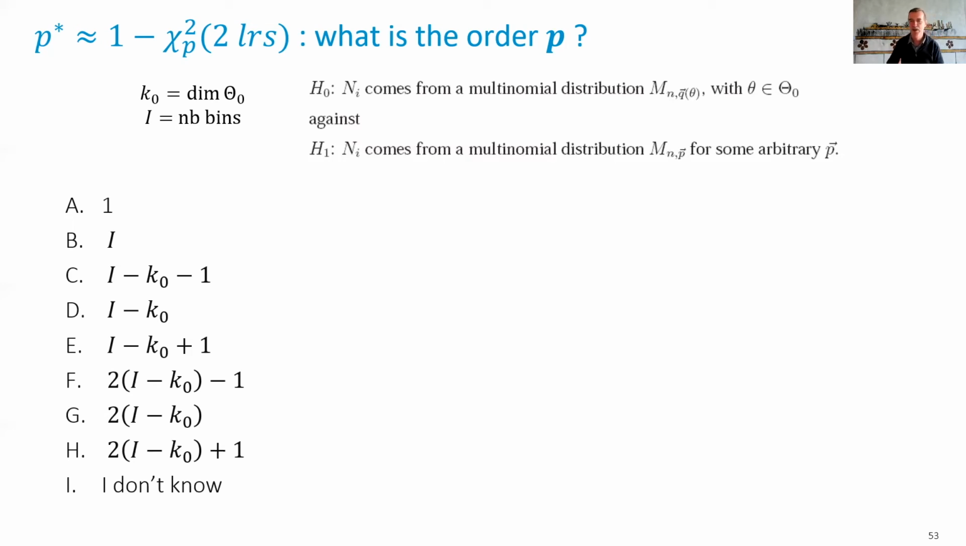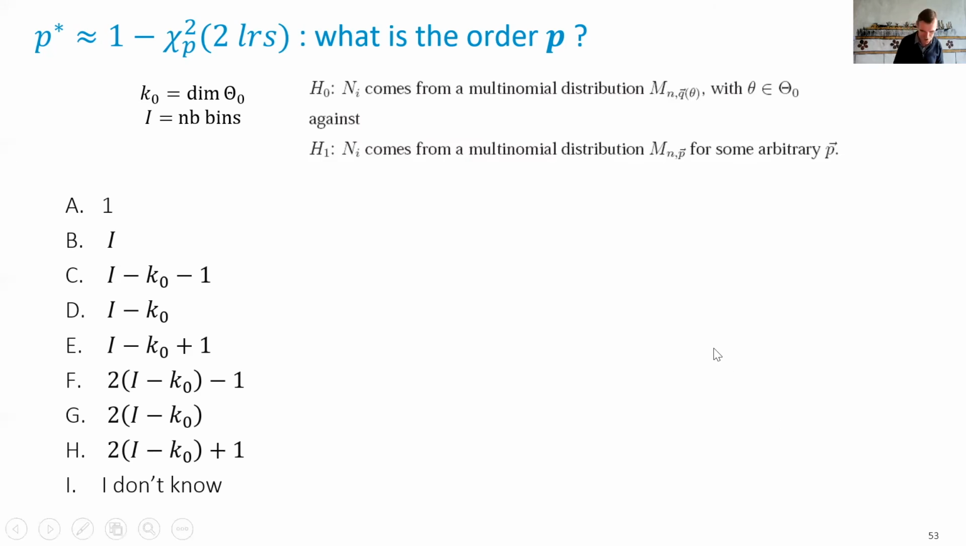I close the poll in a few seconds. I'll give you a few more seconds. Closing. So I have a very uniform distribution on three wrong answers.